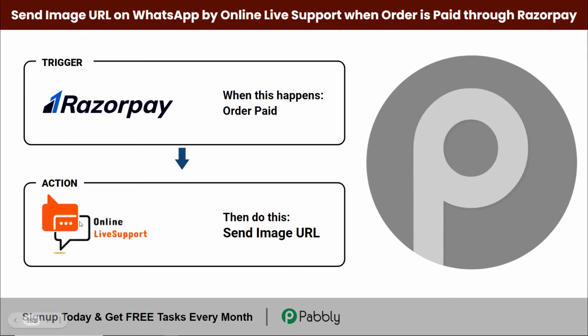For that, you will have to integrate the two applications, and the same thing can be done using Pabbly Connect software. So here, your trigger application will be Razorpay and your action application will be WhatsApp by Online Live Support. Now, how can you integrate and automate this entire process yourself? To understand that, let's begin.